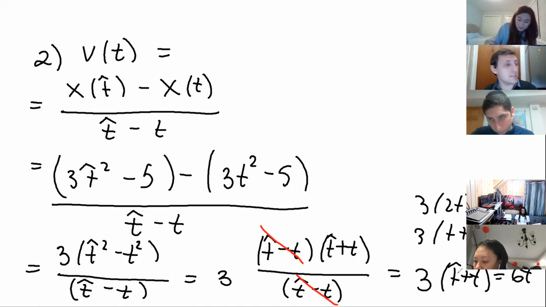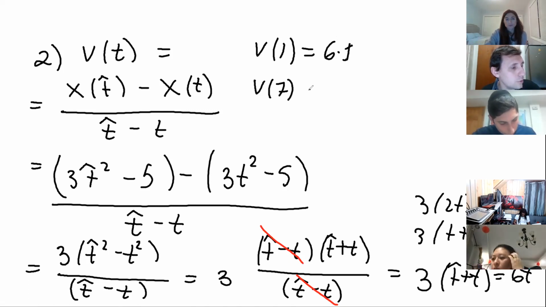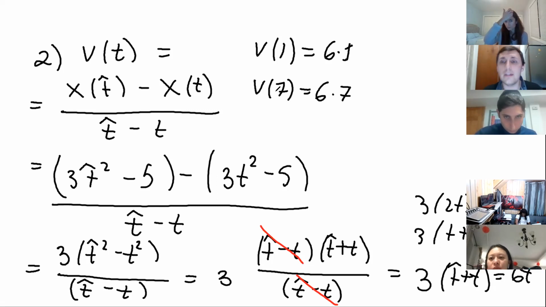Do you understand what that 6t means? It means, for example, what is v1? All I have to do is take 6 and multiply by 1. What is v7? All I have to do is take 6 and multiply by 7. Multiply the time by 6 and you get the speedometer value. You understand? That's all this is saying. So when I say 6t, it's just saying find the time and multiply it by 6. It just gives you the procedure to find the speed at any given moment.